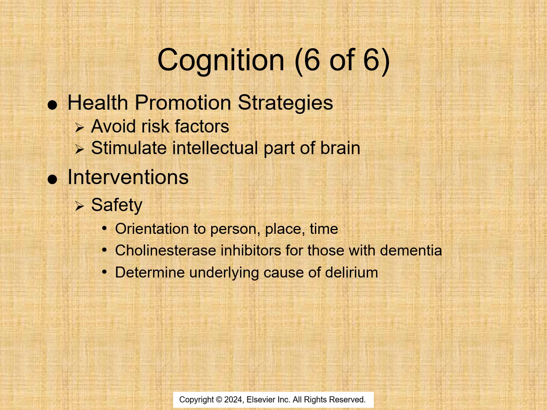Health promotion strategies for patients that have impaired cognition. Ideally, we'd like for them to avoid risk factors. That's not always possible. We usually identify those risk factors after the fact. We want to also keep the working, functioning parts of the brain. We want to stimulate the intellectual parts as much as possible. There's a lot of research that talks about how certain mental exercises might help preserve certain functions. It's really interesting. There's maybe something to that. And then our interventions are going to focus on safety, keeping the patients oriented. In cases of dementia, we might try certain medications. Also, in cases of delirium, we want to try to identify what the potential cause might be and reverse and address those.